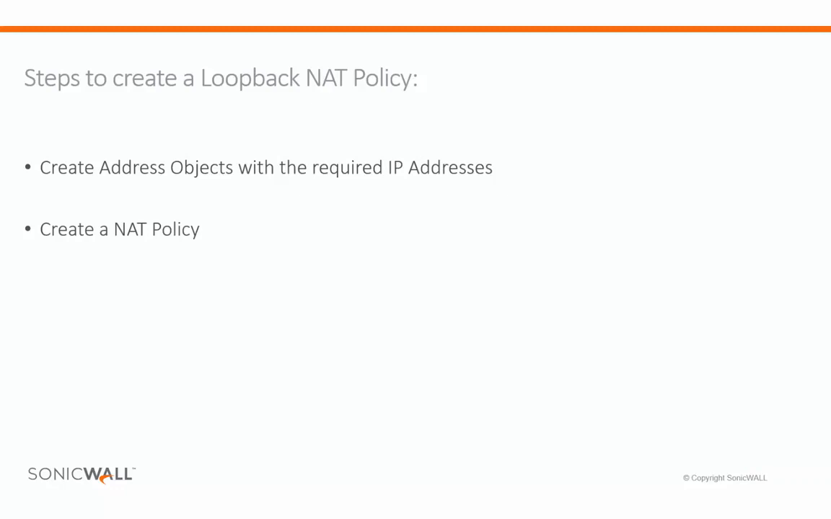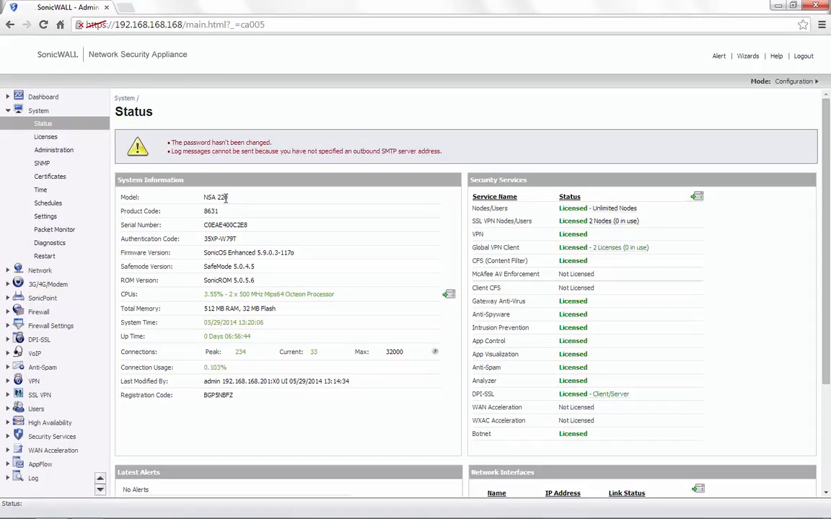a loopback NAT policy. Without this NAT policy, the internal users will only be able to access the server using its internal IP and not the public IP, or the public domain name of the web server. In order to create a loopback NAT policy, we need to first create address objects with the required IP addresses. We then create the policy. Today for demonstration, we are using a SonicWall NSA 220 with the firmware version 5.9.0.3.